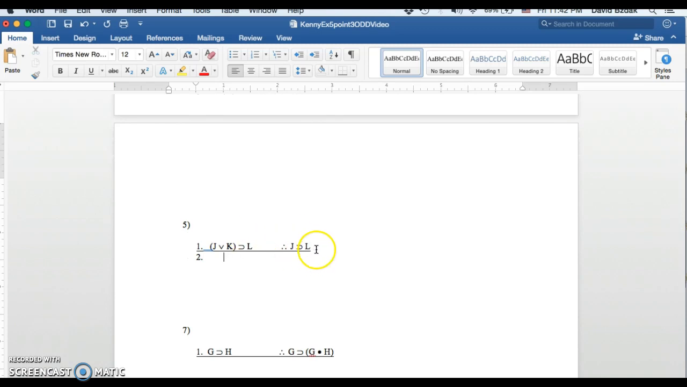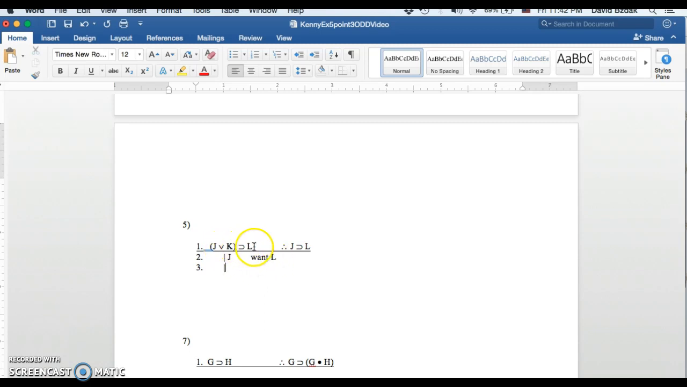Again, our conclusion is a conditional, so we'll start by indenting and assuming the antecedent of the conditional we're trying to derive, J, and we want L, the consequent of the conditional we're trying to derive. So again, this is just a note to yourself to remind yourself what you're getting. It's not a premise you can use or anything like that.